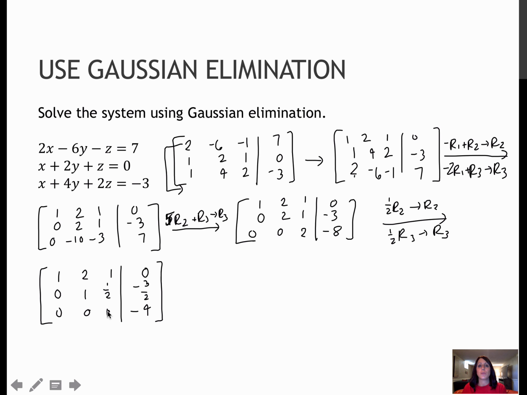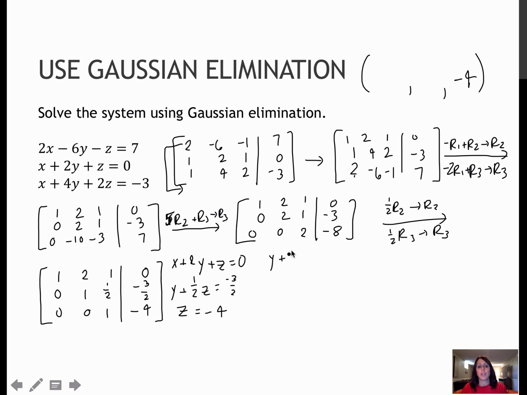Now I've written this in row echelon form, and so I know that I can use back substitution, because this is z equals negative 4. This one is y plus half of z equals negative 3/2, and this equation is x plus 2y plus z equals 0. So I'm going to use the fact that z is negative 4, and I'm going to back substitute to find y.